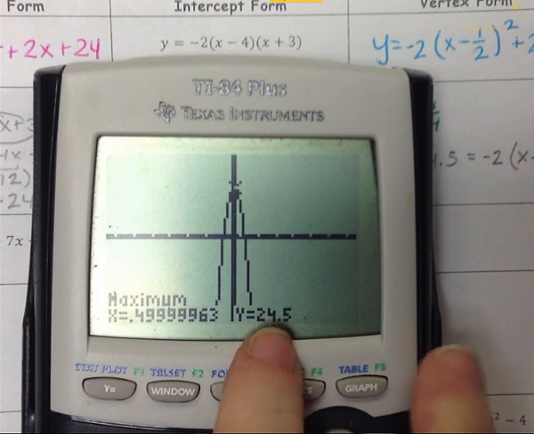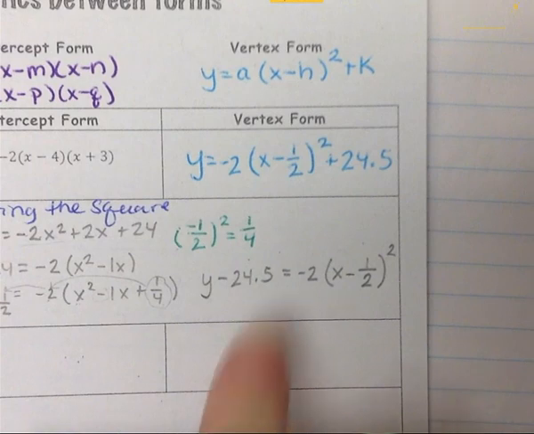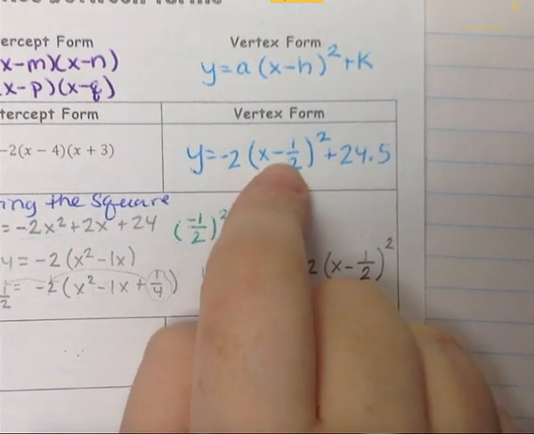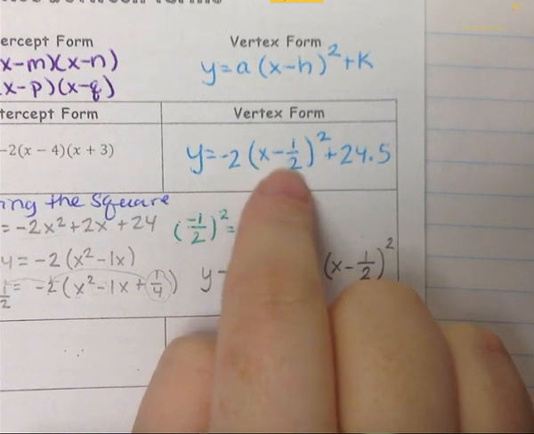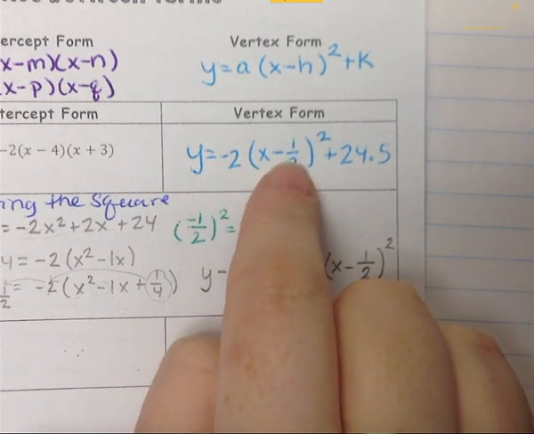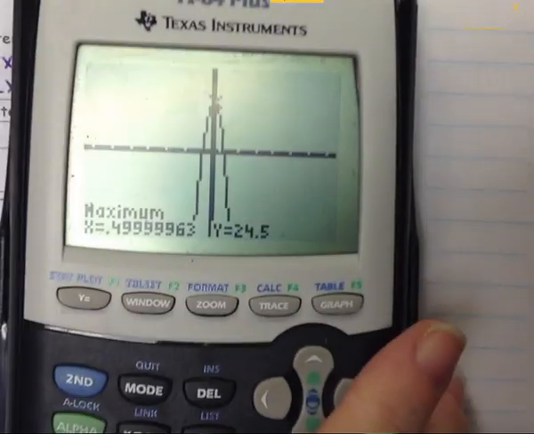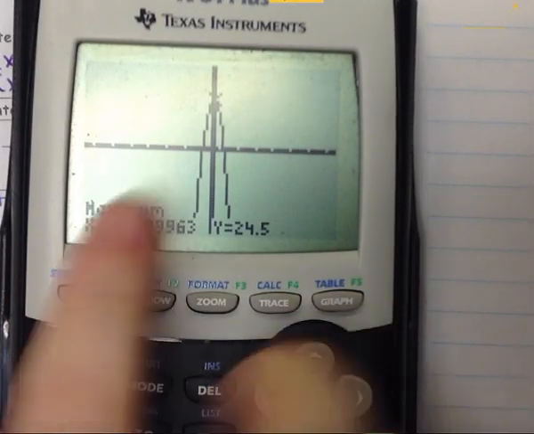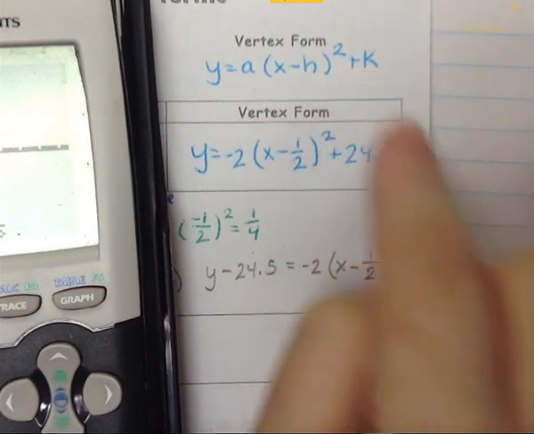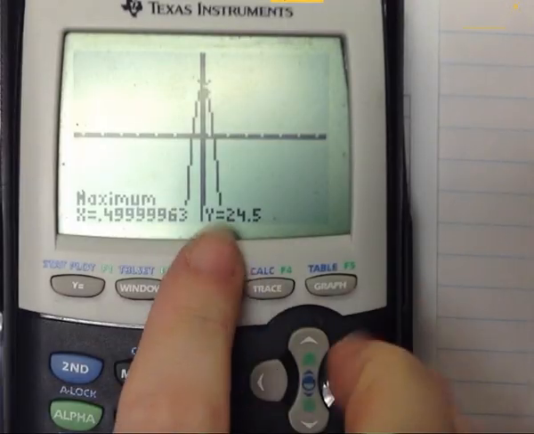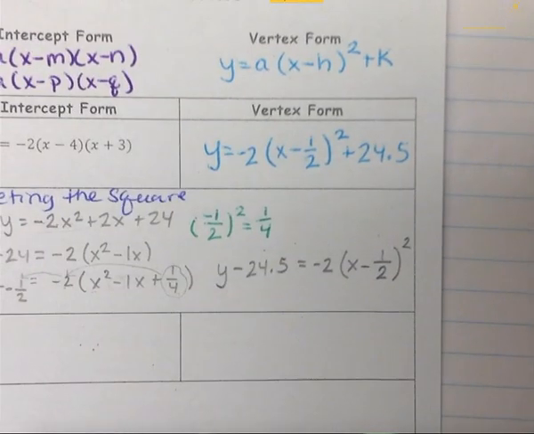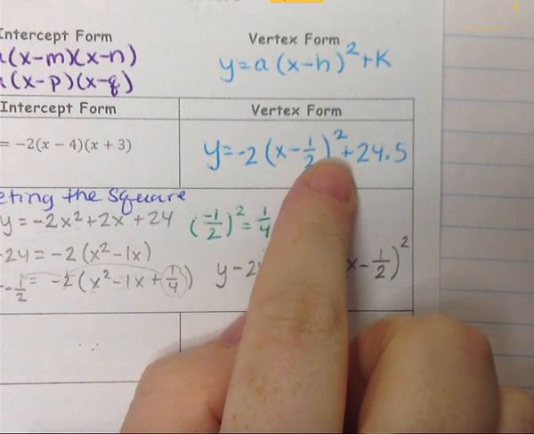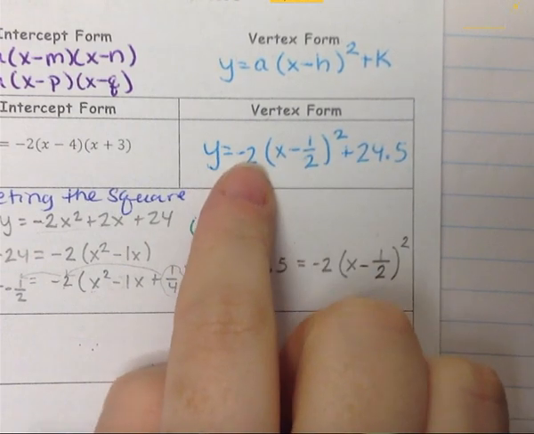And then at 24.5. Now, if you look at our equation, we have a -1/2 in here. But remember, we would set this equal to 0 and solve. So we would change this sign. So this would be a +1/2 for the actual coordinate. And that is a +1/2. We keep the sign of the k, which is a +24.5, and that is a +24.5. So I could automatically have written my equation by finding my vertex and knowing my a value.